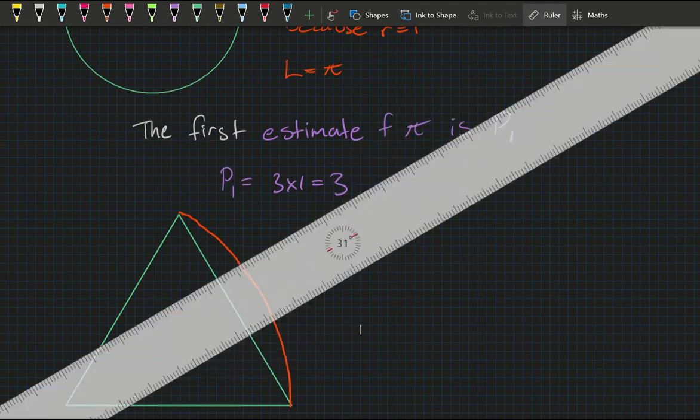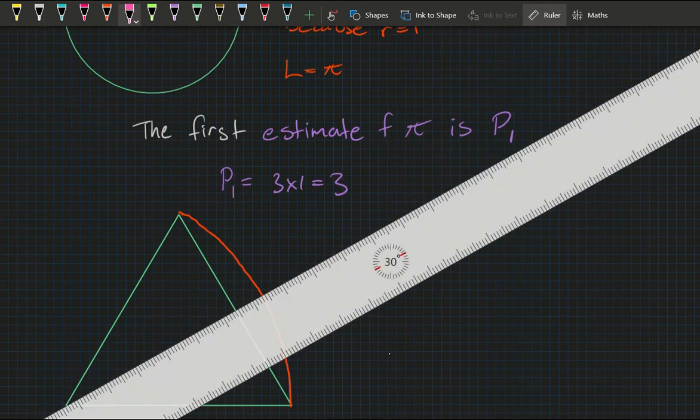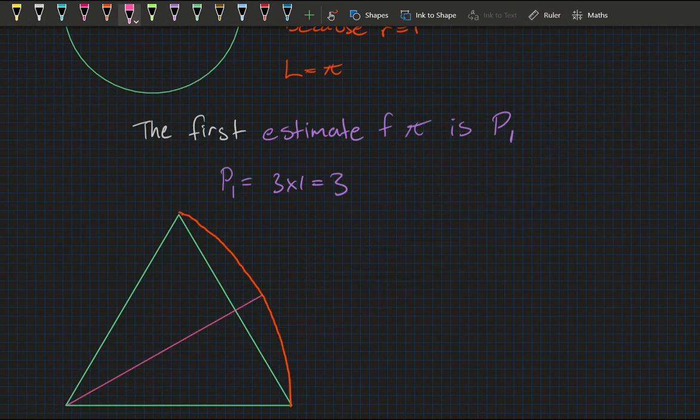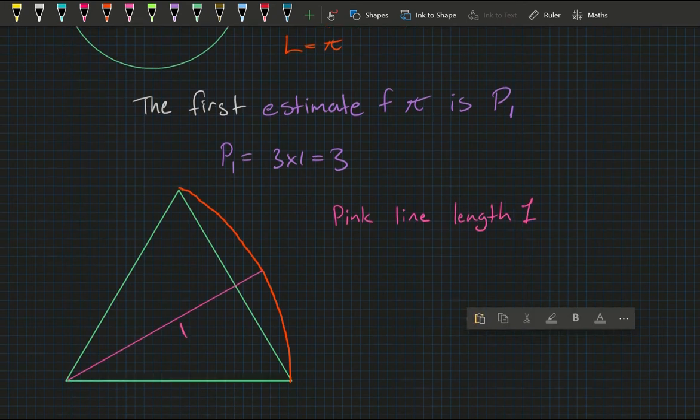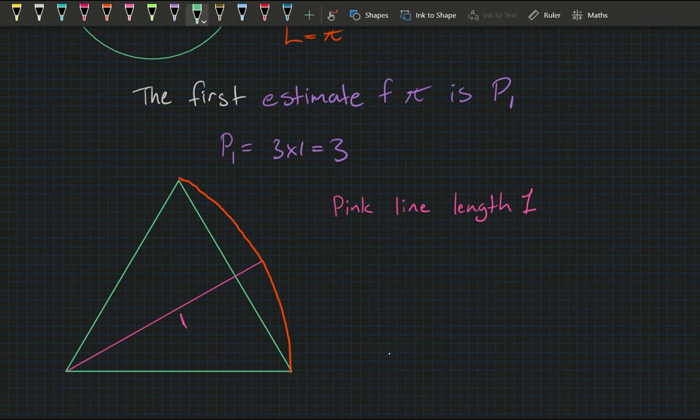Let me draw a line that goes from the center of the circle to the edge of the circle. So because we're going from the center to the edge, this pink line is another radius. So that means that the pink line must be of length 1. And we know that the green lines are 1, so that means that this line here is 1, and this pink line's cut the green line in the edge in half, so these lines here are both 1/2 long.